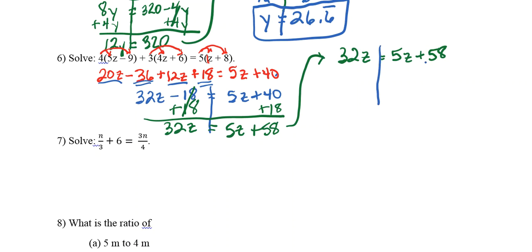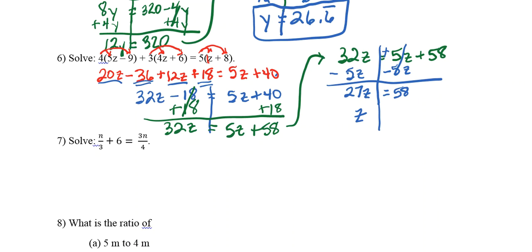So since I have a constant on the right, I need the z's to go to the left, so I'm going to minus 5z. Now you might be asking yourself, how do I know that I'm subtracting? Because there's no addition sign. But if there's no sign in front of your variable or in front of your term, I know that's a plus. It's a positive, so the opposite of a positive is a negative. So now I'm going to come over here and minus the 5z. 32 minus 5 is 27z. That's equal to 58.